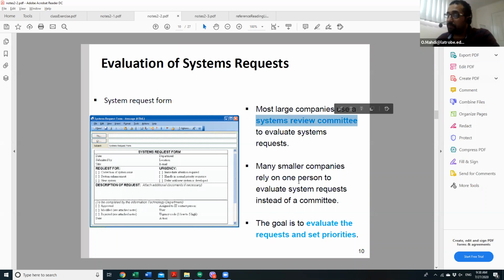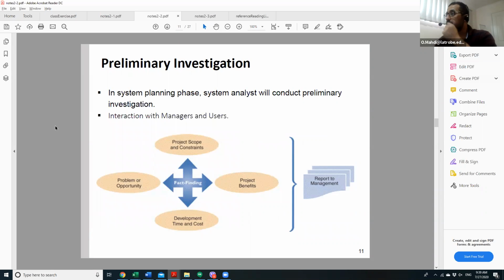All right, so what about small companies? Small companies mostly have just one person who is a specialist in this field, who will review the system request and see if it's manageable, and if it's really worth proceeding with or not. All right, so this is what we call a system review or system review committee.